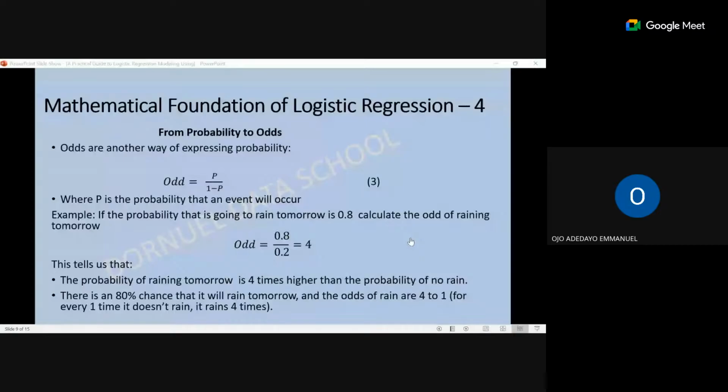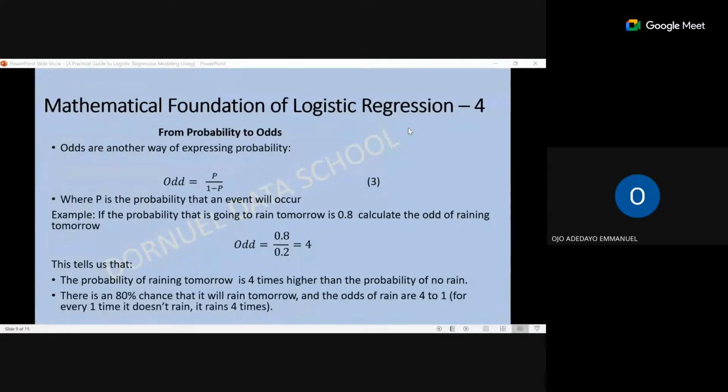Now we've established the probability. Now we want to move a step further by checking what we call the odds. Maybe we've heard about the odds before, odds ratio, whatever. So odds are another way of expressing probability. Odds simply means the probability of success divided by the probability of failure.